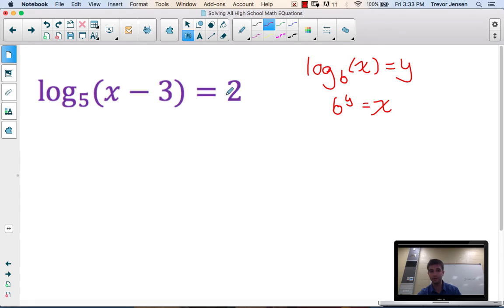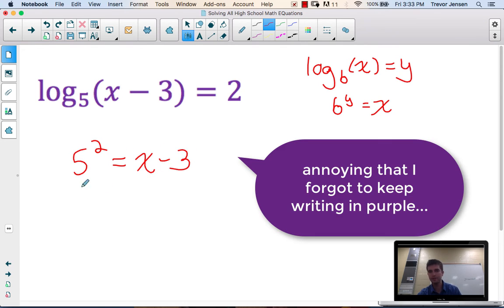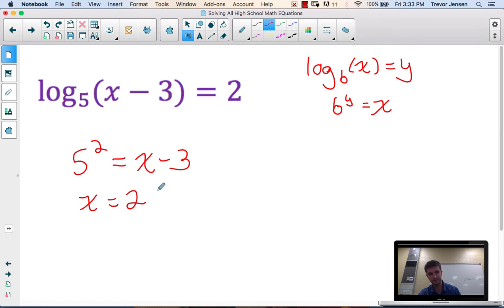So I could rewrite this one as 5 squared equals x minus 3. Change it to exponential form. 5 squared equals x minus 3, and then that's easy enough to solve. 25, add the 3, x is 28.